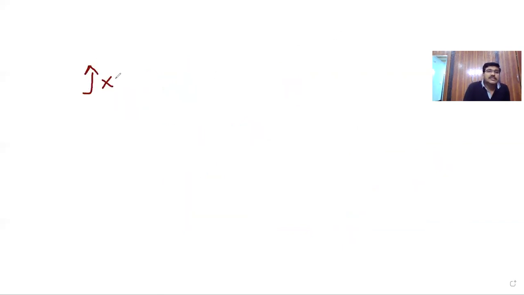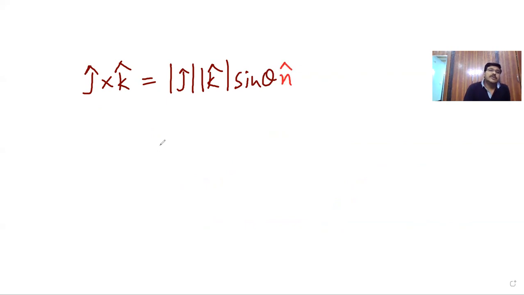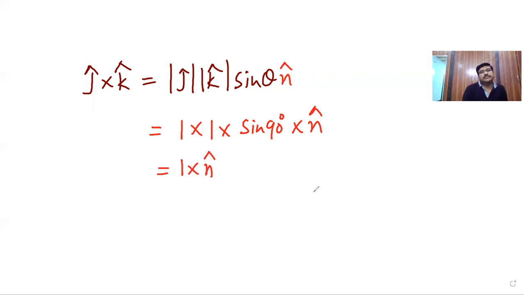J bar cross K bar. So modulus of J bar, modulus of K bar, sine of the angle between them, theta, into the unit vector, direction property. So observe, modulus of J bar, 1. Modulus of K bar, 1. Angle between J bar and K bar, 90. Sine 90, into unit vector n cap. So this is 1 into the unit vector, which gives direction.